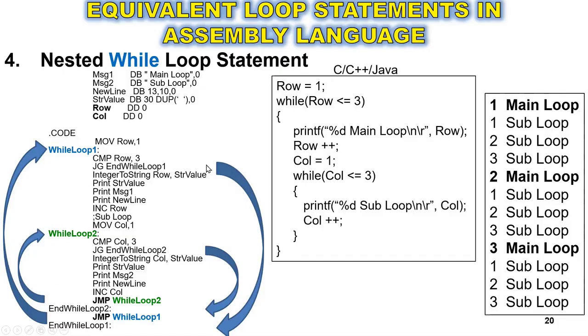And if we execute this code, it will repeat the main loop 3 times, and then every time that it repeats the main loop, it will repeat the sub loop 3 times.